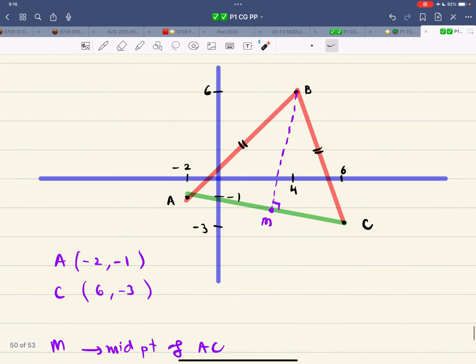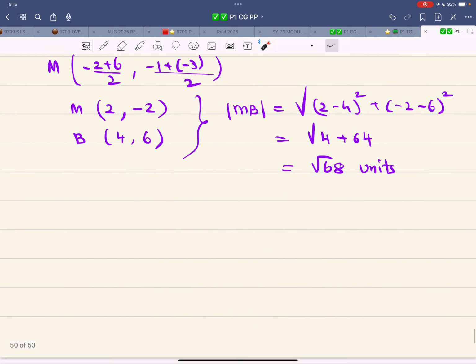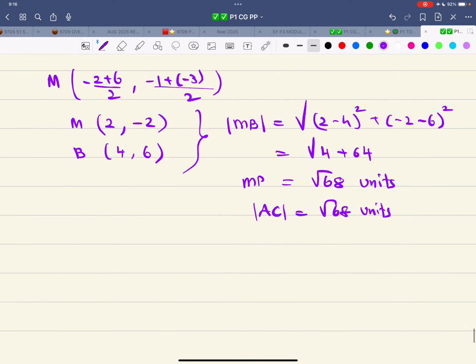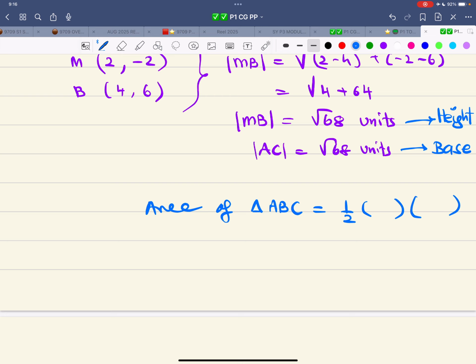So now what do I have? I have this distance, and then I have AC. I think AC is already found. There it is. So now we have AC, which is also root 68 units, and we have MB, which is also root 68 units. So technically MB is the height and AC is the base. So now the area of the triangle, whatever the name of the triangle is, I think it's ABC, that is half into base into height. This is root 68, this is root 68.